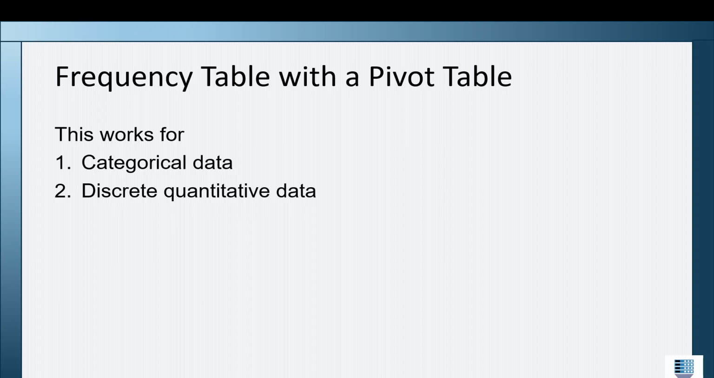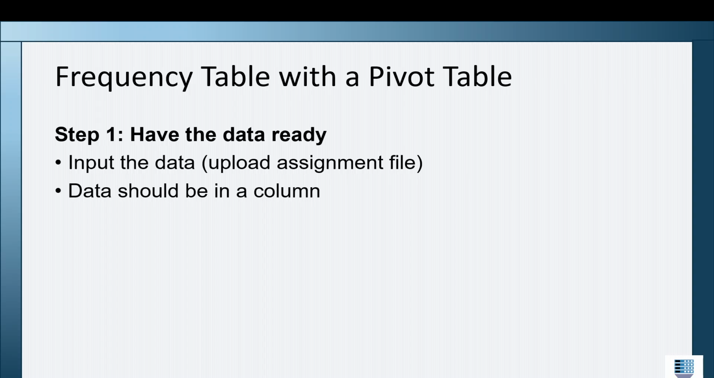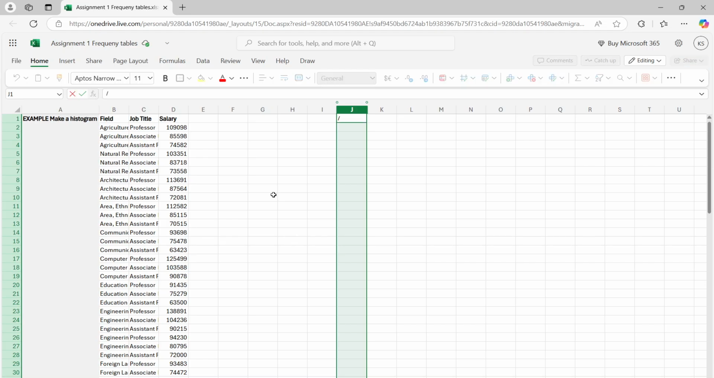This method works for categorical data and for discrete quantitative data that has a relatively small range of values, like 0, 1, 2, 3, 4, 5, 6, instead of like 0 to a million. But it's limited in that it doesn't work for continuous data. So the first thing to do is to have your data up and ready in Excel. And I have here my data in Excel already uploaded.